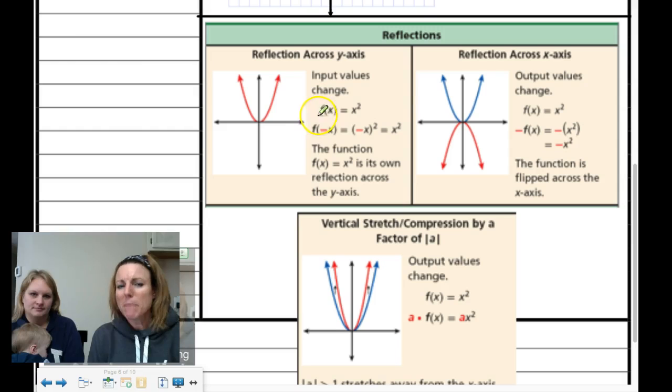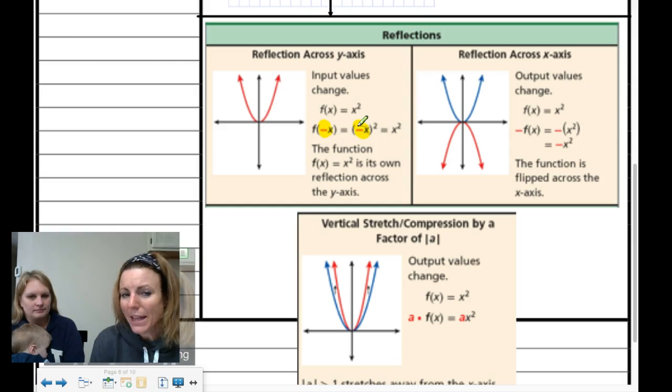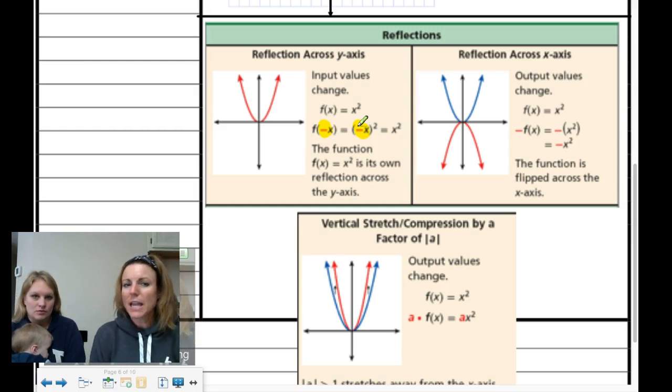what I like to remember is what's changing here is your x. And think about it, that makes sense because in that picture you have a y-axis and that's the vertical. So you're just flipping left or right, which is changing your x's. So maybe next to reflecting across the y, just say x changes. I like them to think of that.